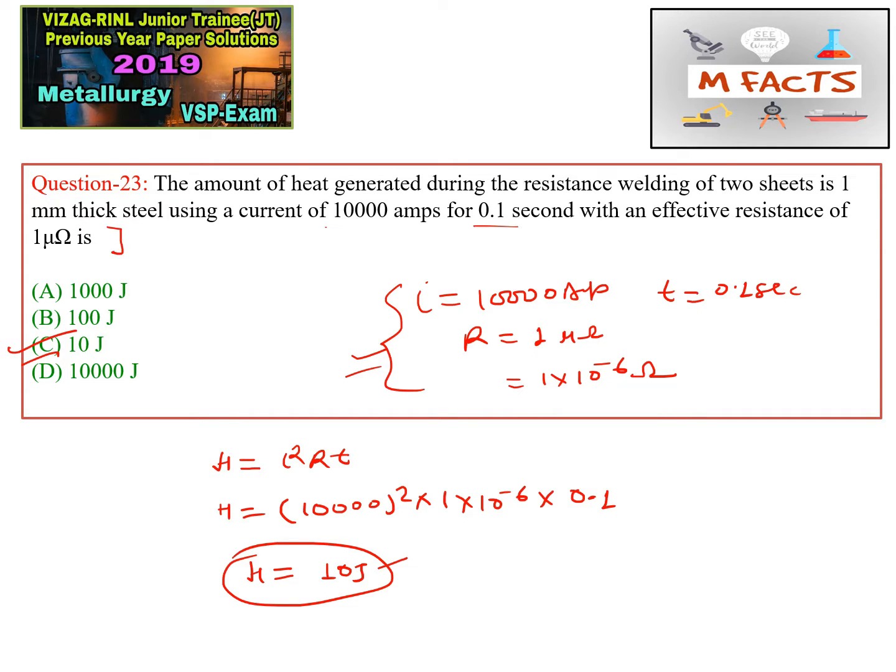For a good idea about welding numericals, you can go through one of my videos in which I have told every possible problem of welding. You can watch there about welding numericals. So the correct option for this question is C.